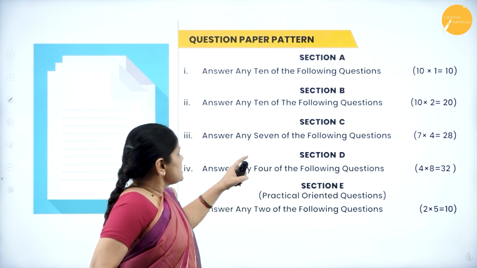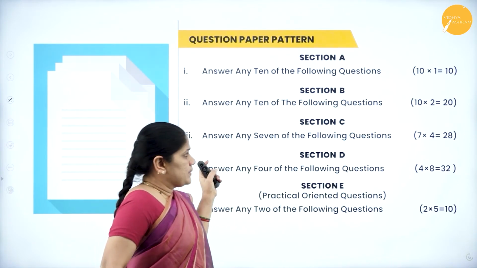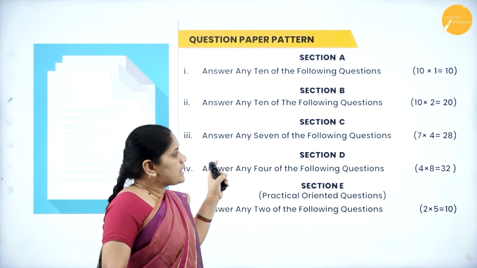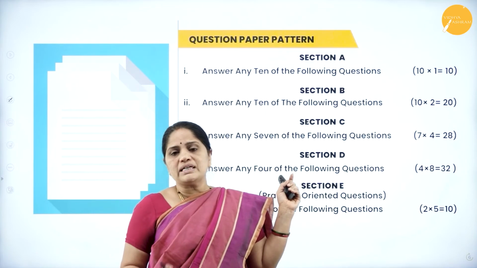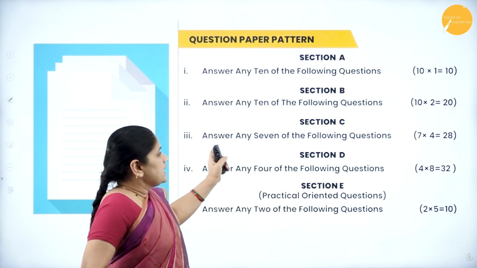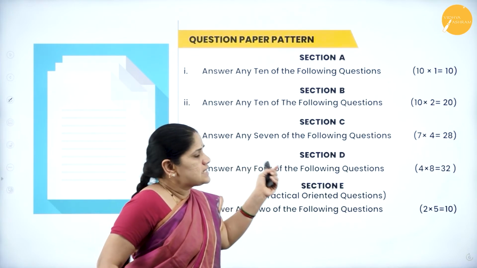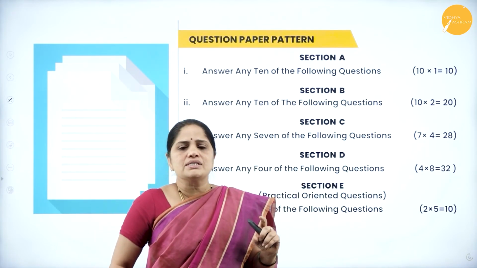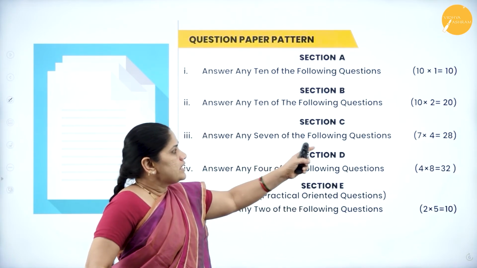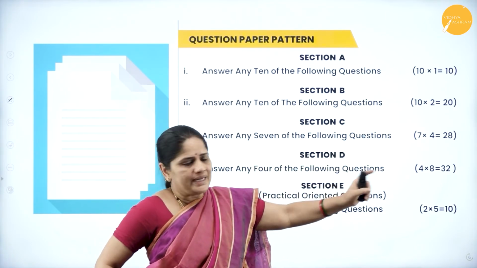Now, section C will be 4 mark questions. You will be asked to write in 7 to 10 sentences. In this section C, you can answer any 7 out of 10 questions. So, 7 into 4 comes up to 28.